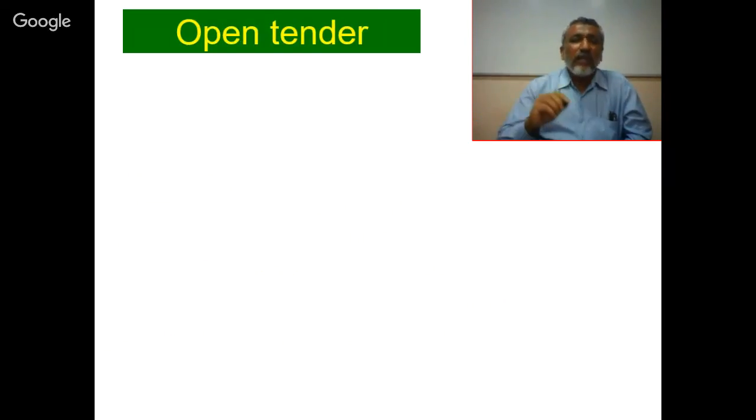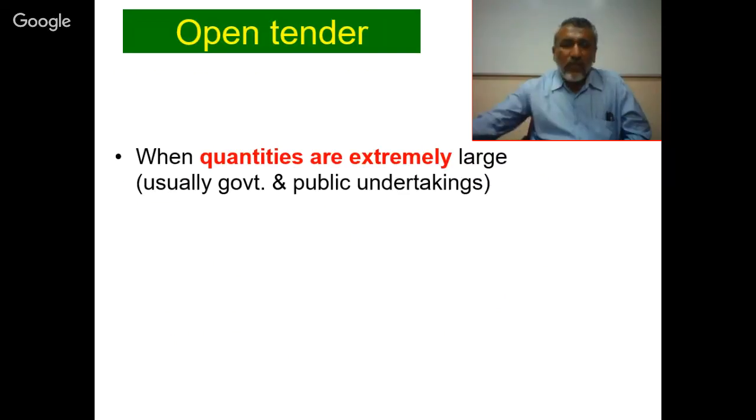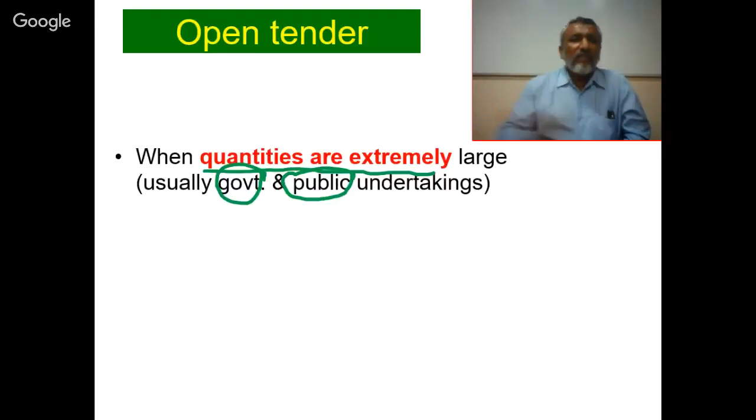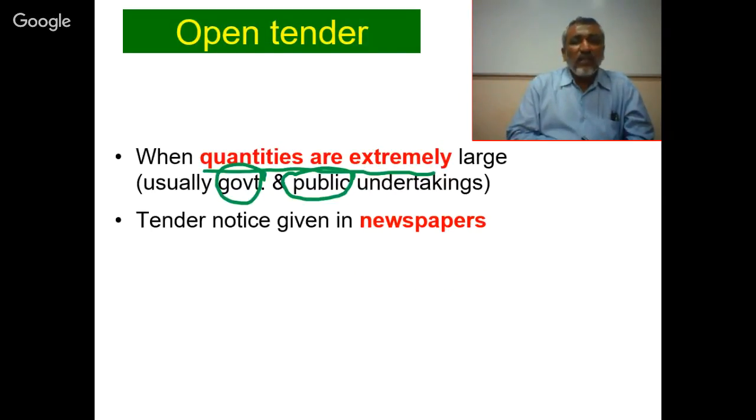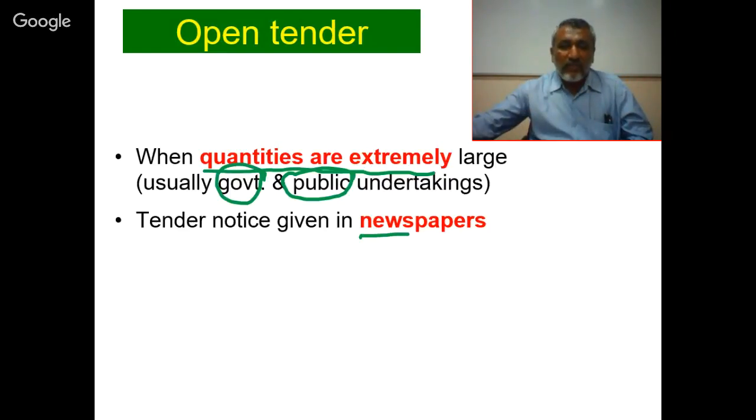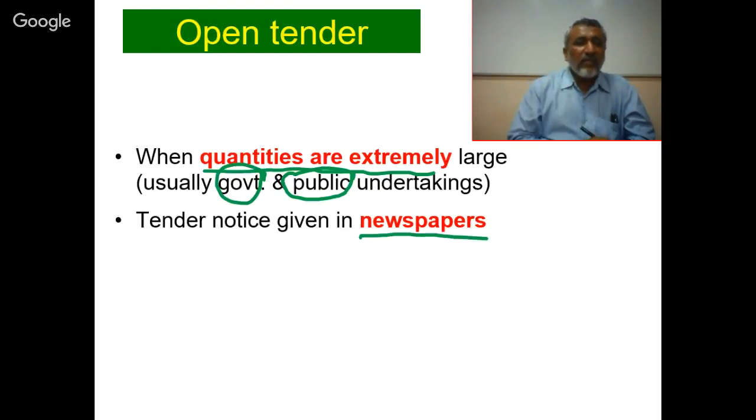Let's now move on to open tender. This is usually adopted if the quantity is very large, like in government organizations or public sector undertakings, which involve huge quantities of purchase. Here, the company does not write any letter inviting the tenders. What it will do is give advertisements in newspapers about the tender. That means the notice inviting tender is given in newspapers.